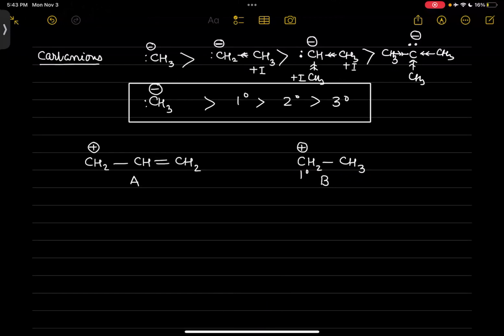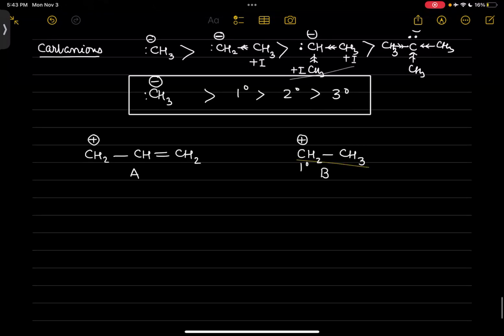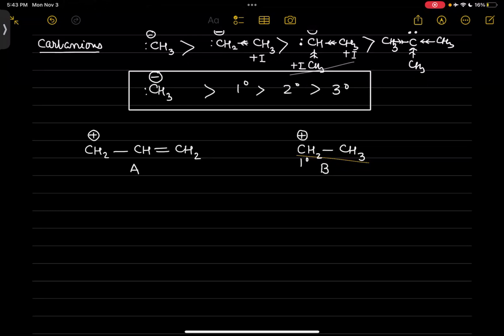So how is the positive charge going to become more and more stable? If it gets electrons, or if the electrons are taken away from it? Because a positive charge doesn't have any electrons. If the electrons are given to it, it will become more stable. If it gets more electrons, it will become more stable.